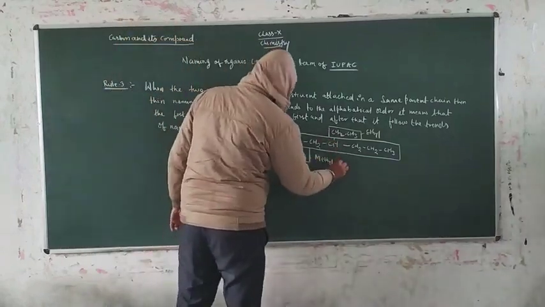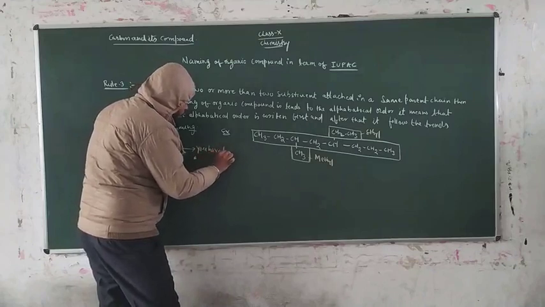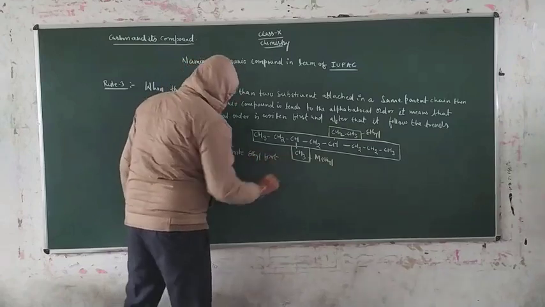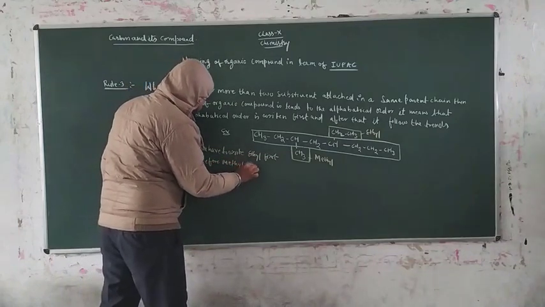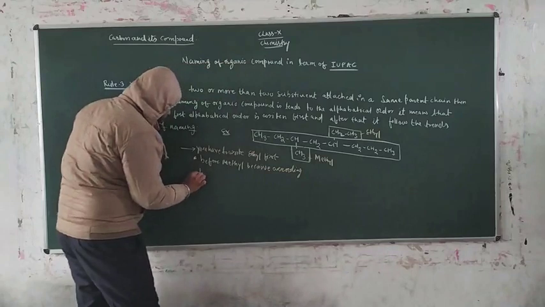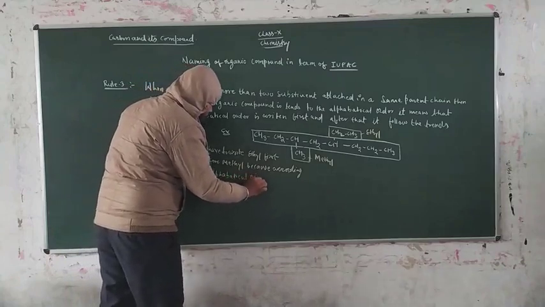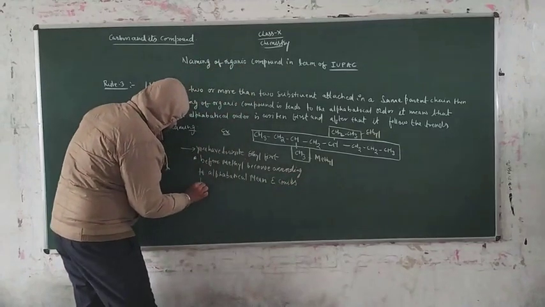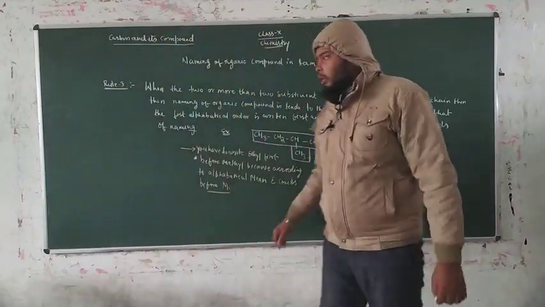Which priority do we have to give in the name? We have to write ethyl first before methyl, because according to alphabetical order, E comes before M.